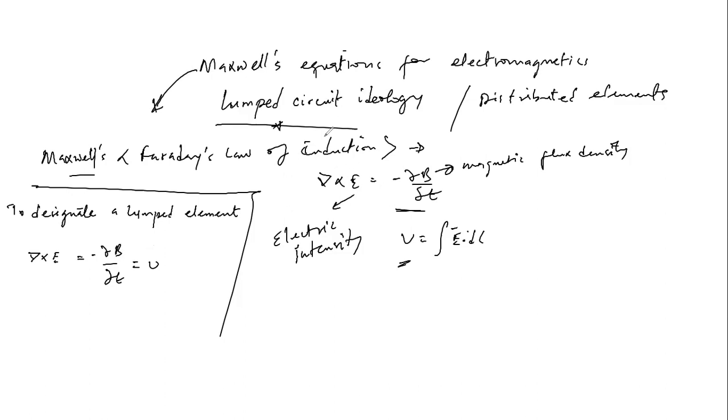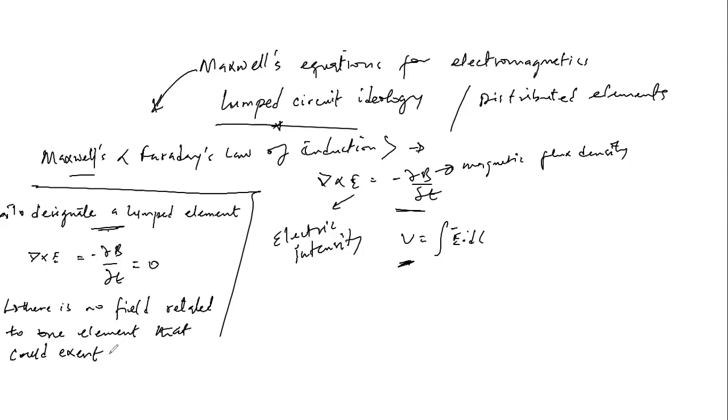Now, in Maxwell's equation, a voltage is induced in the path surrounding. But for us to designate a lumped circuit element, there must be no induction. So, in other words, it must be zero. That is, the time rate of change of the magnetic field must be zero. And the implication here is that there is no field related to one element that could exert influence on another element.